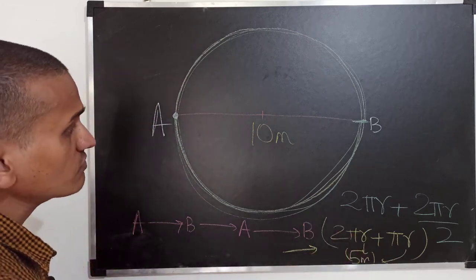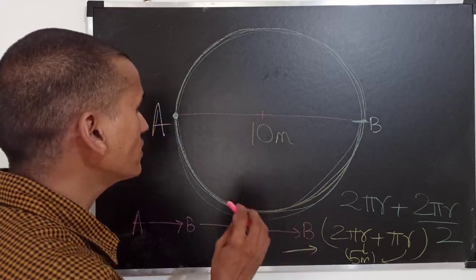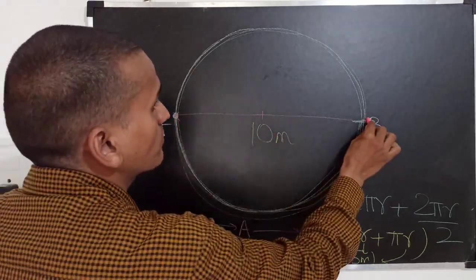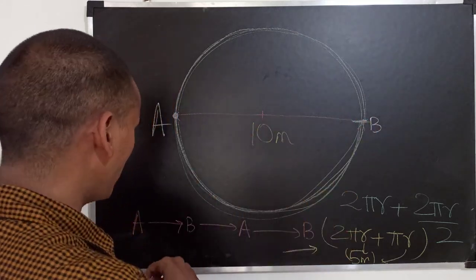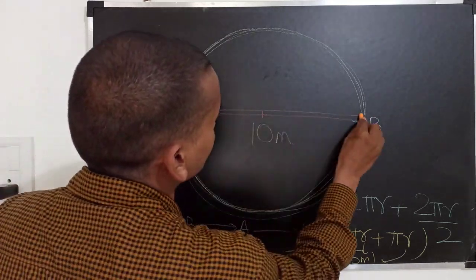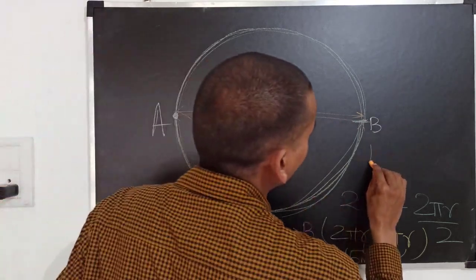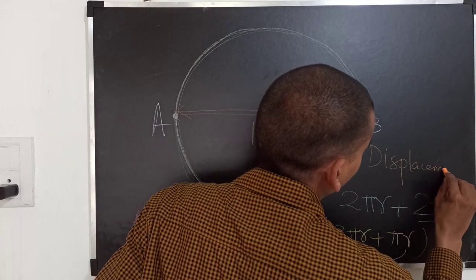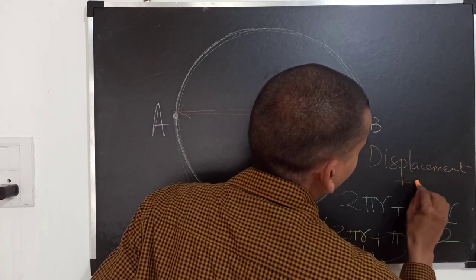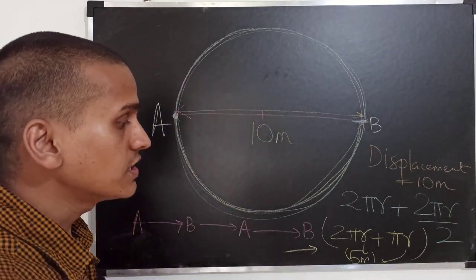Now suppose you want to find the displacement. What is displacement? It is the shortest distance between the initial point and the final point. Initially it is here and finally it is here. So what is the shortest distance between the initial and the final point? See, this is the shortest distance, which is nothing but the diameter. So the displacement here will be 10 meter.